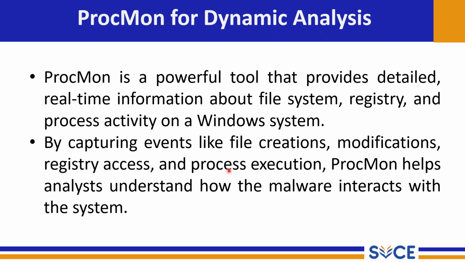By monitoring network connections, analysts can see if the malware is communicating with a command and control service or attempting to download additional malicious software. So by analyzing the captured events in ProcMon, analysts can build a profile of the malware's behavior and identify the indicators of compromise, which we usually call IOC. This is a common term which we will see in the upcoming videos. IOC is nothing but indicators of compromise. And ultimately, this helps us understand how to detect and prevent further attacks.